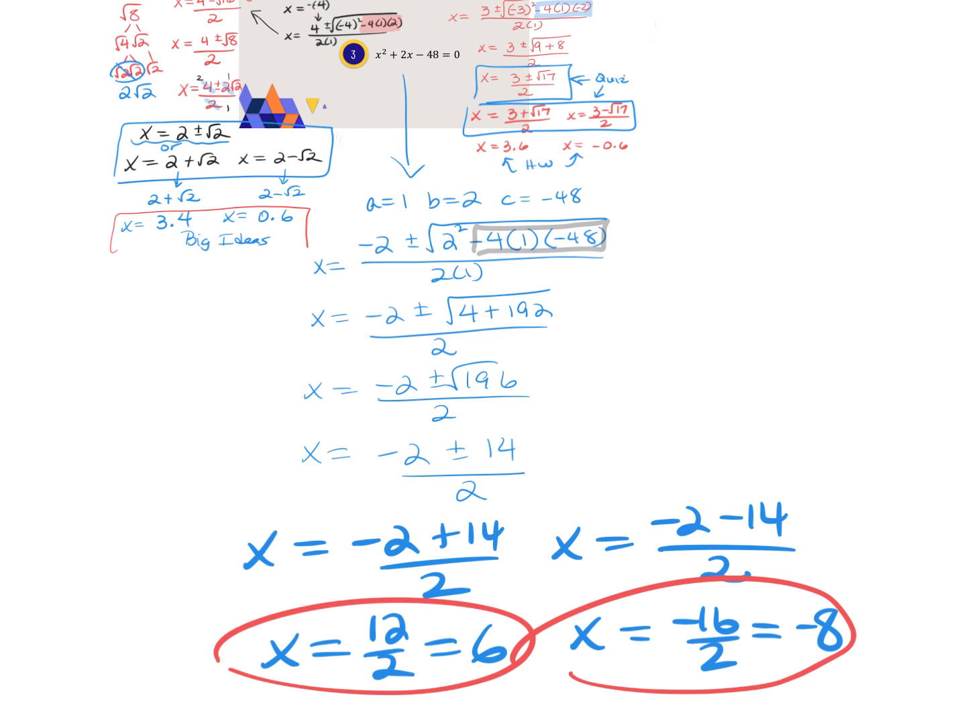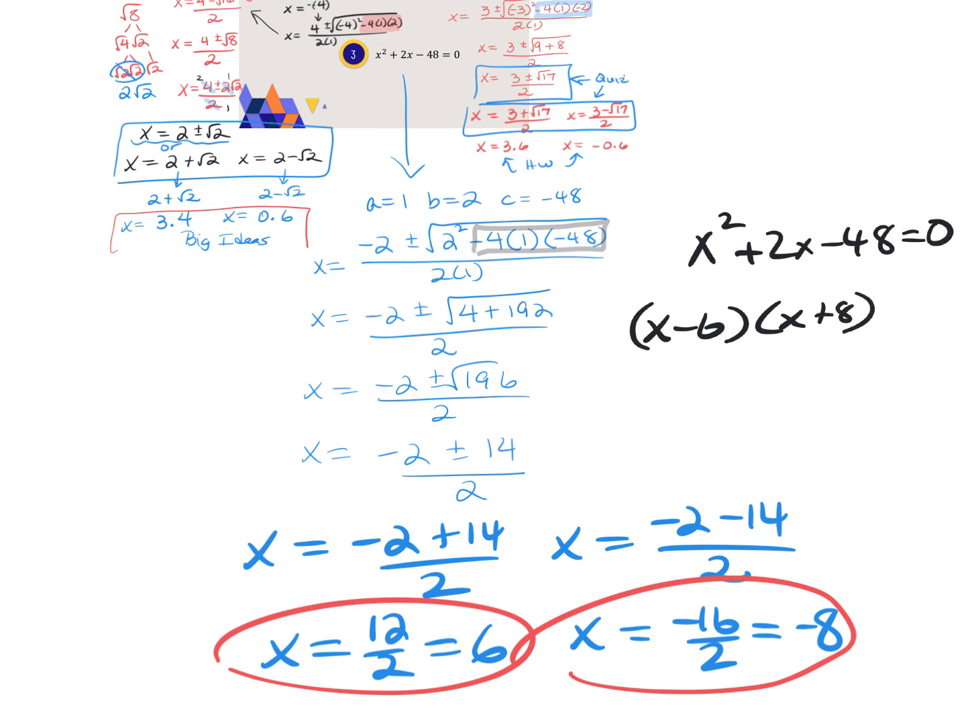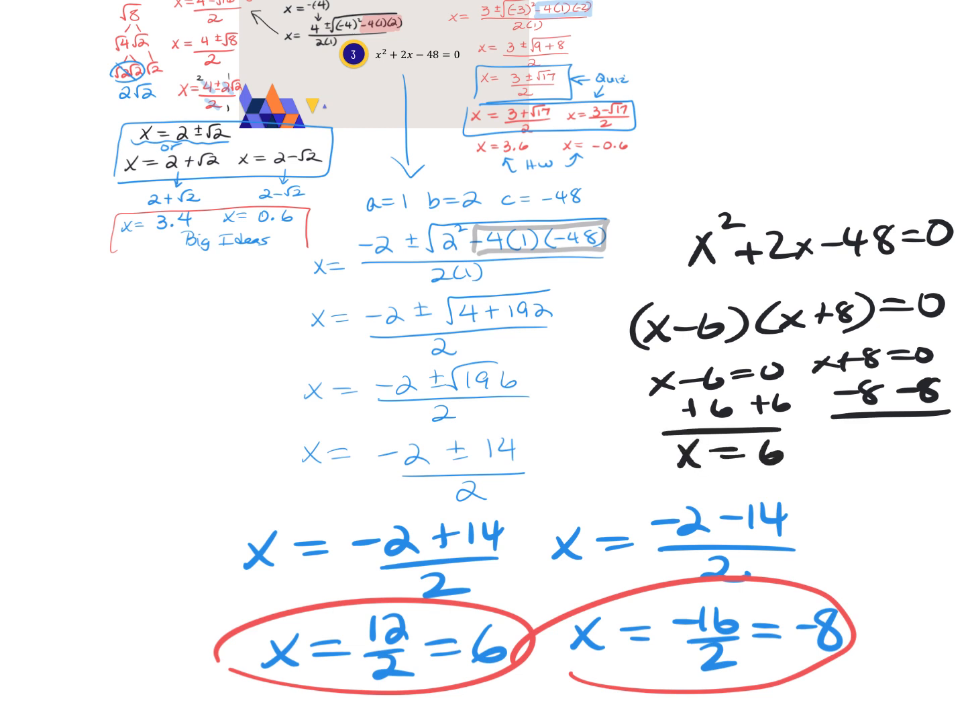Now, you could have factored this and it would have been a lot faster. So for example, if I took the original problem, x squared plus 2x minus 48 equals 0, factors of negative 48 that give me 2, that's going to be negative 6 and positive 8. So if you would have just factored it, then set each of the factors equal to 0, that's how you get the positive 6 and the negative 8.